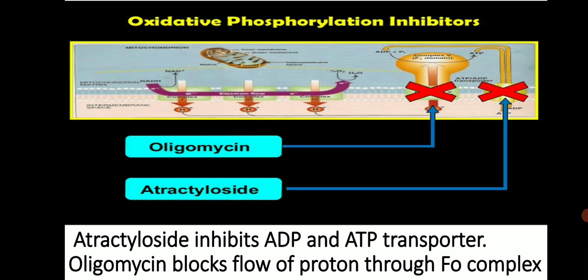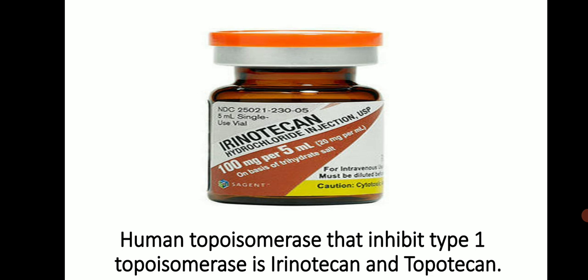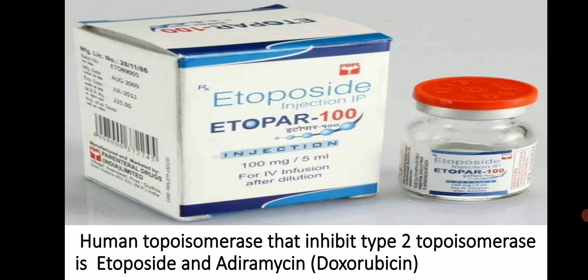Atractyloside inhibits ADP and ATP transporter. Oligomycin blocks flow of proton through FO complex. Human topoisomerase type 1 inhibitors are irinotecan and topotecan. Human topoisomerase type 2 inhibitors are etoposide and adriamycin, doxorubicin.